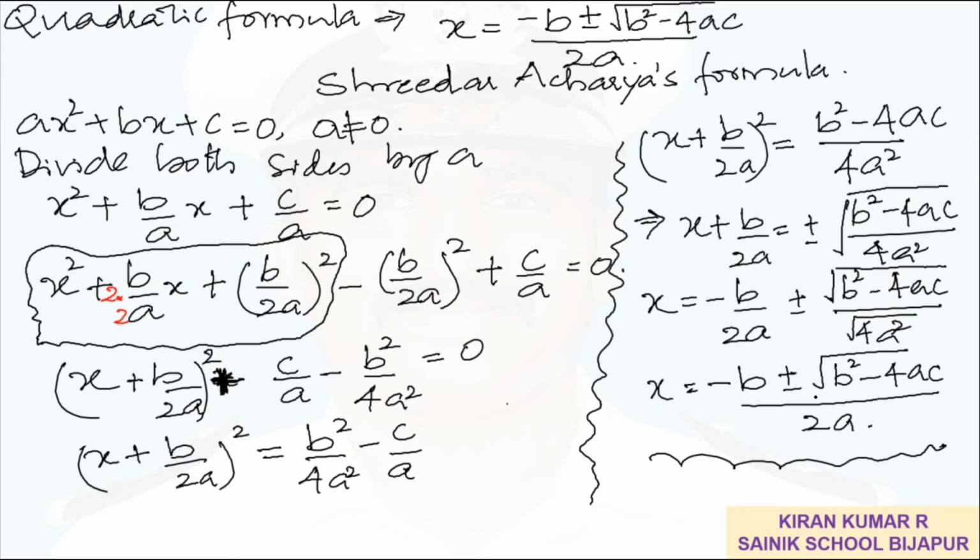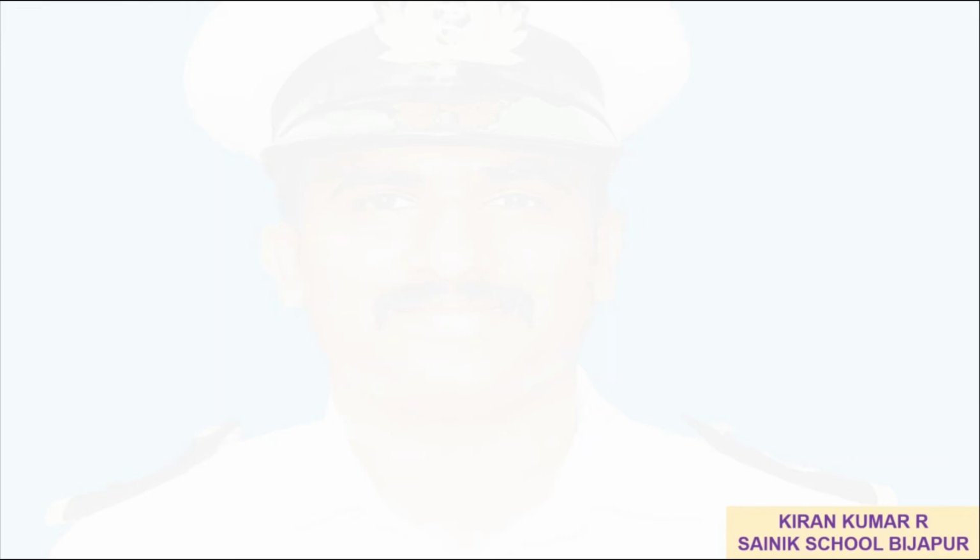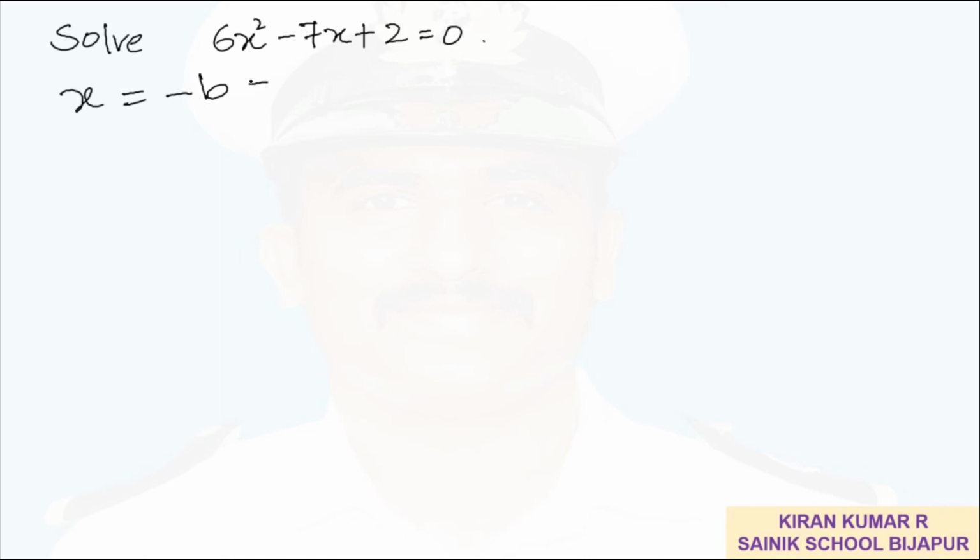So let's solve a few questions using the formula. Now if the question is to solve 6x square minus 7x plus 2 equal to 0, I'll be using Sridhar Acharya's formula. I'll not be using splitting the middle term, so I need to use the formula. So you need to remember this formula: x is minus b plus or minus root of b square minus 4ac upon 2a.